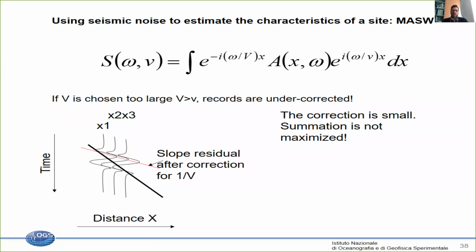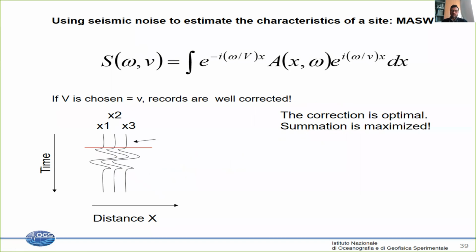If I choose a velocity that is too large, then in my travel time correction, with the same distance and a large velocity, the travel time will become small. So I will correct from the black line to the red line, adjusting my seismograms a bit. It's getting better, but I still do not align with this peak. So when I make a summation, again I'm mixing things, and this term will not have a maximum.